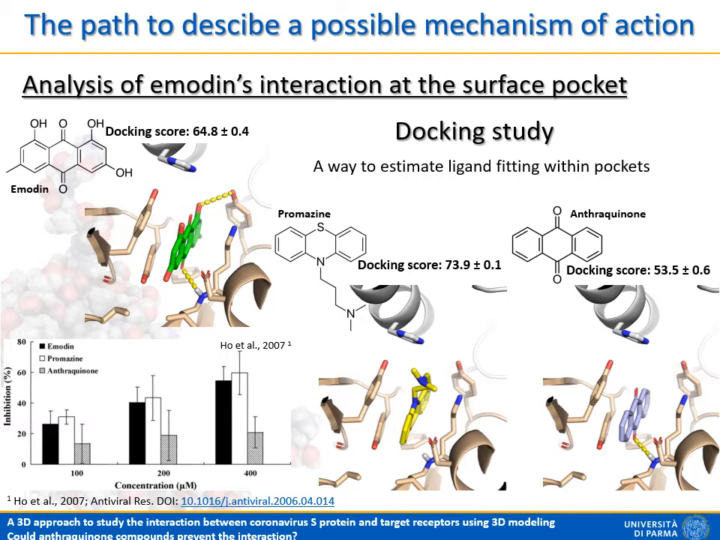So the capability of a ligand to satisfy the pocket from a physicochemical point of view was linked to the capability to prevent the interaction. That was the very first data supporting the hypothesis that the interaction at that specific pocket could be the mechanism used by Emodin and promazine to prevent the interaction.